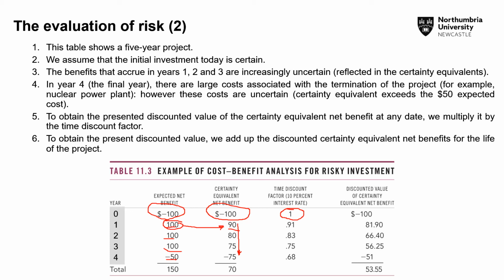Now, we keep our discount rates and we calculate them using 10%. But equivalently, what we could also do is increase the discount rate to reflect a risk premium. And then we would discount our expected cash flows by this discount rate that would be higher than 10% because it would reflect a risk premium. And we would arrive at a similar result. So after adjusting for this uncertainty, we get a discounted value of the certainty equivalent net benefit. In other words, the net present value of $53.55.